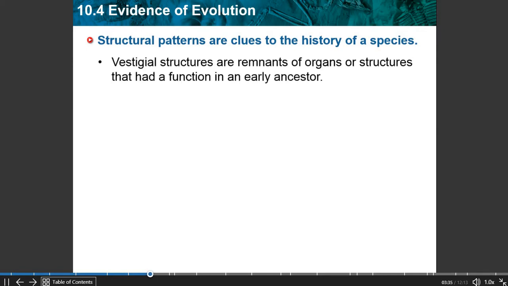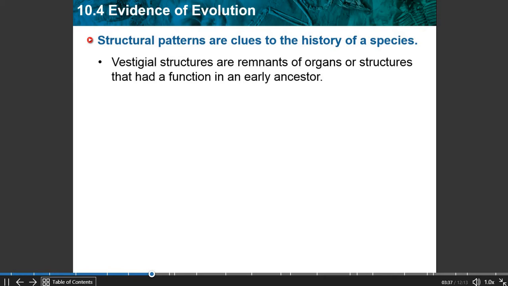We'll come back to that because when we talk about the 11.6 section that I've included here, we'll talk about a couple of different types of evolution, and I will refer back to this: this is what gives rise to this type of structure, and this is what gives rise to that type of structure. So structural patterns are clues for the history of a species.